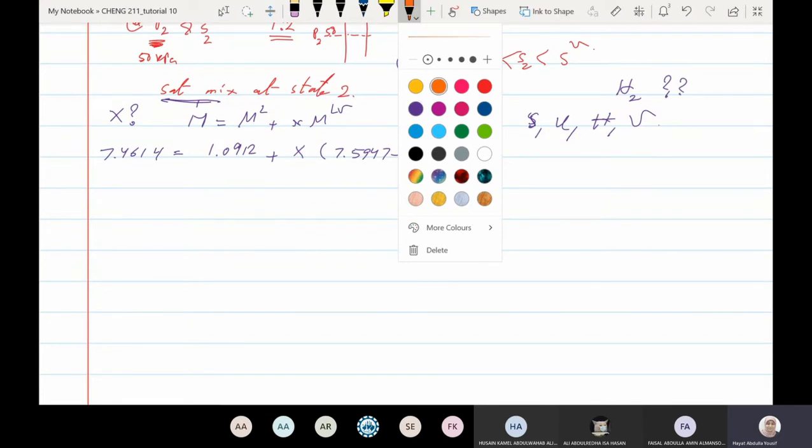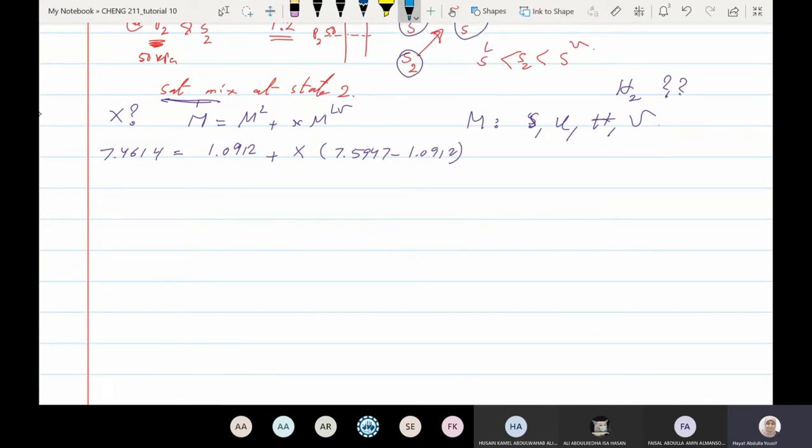Why, Doctora, did you apply it on the entropy and not on anything else? Because I have the information about the entropy. S2 is equal to S of liquid plus X times S of vapor minus S of liquid, in order to get the quality. So this is the formula. With that, you can just solve and get the X as a quality. I will remind you that this quality means the mass fraction of vapor in the mixture. So in other words, when I get 0.98, it means 98% of the mixture is vapor. The remaining 2% is only liquid.